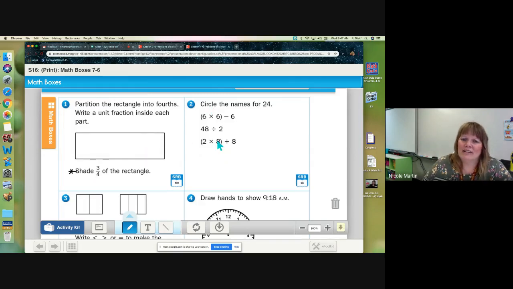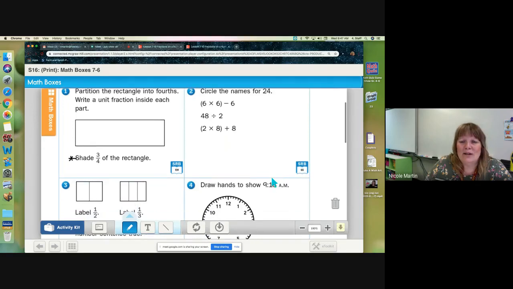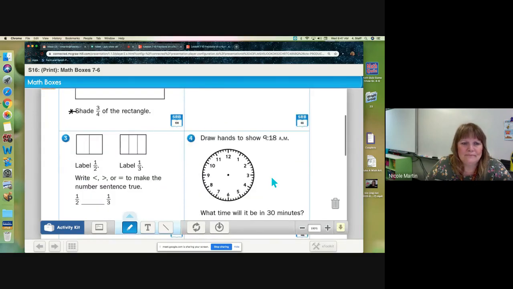Number 2, circle the names for 24. You're going to have to figure out what the answer for each one is, and if the answer is 24, then you're going to circle it. Now remember, parentheses first. There's no parentheses. We multiply, divide, and then finally we add and subtract, all moving from left to right.